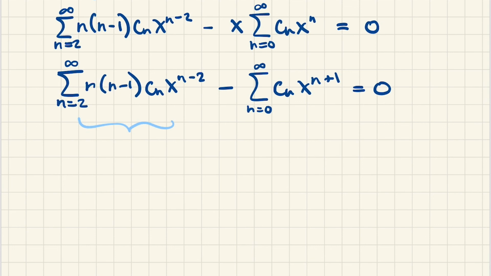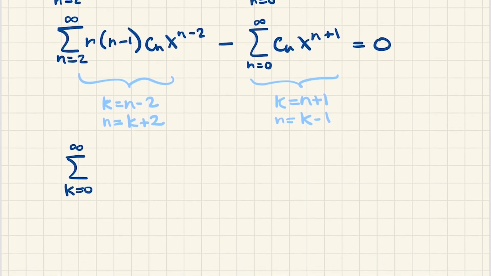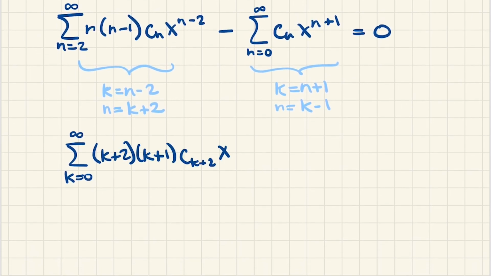Okay, so to shift the index of summation, we're going to let k equal n minus 2 on this one, which of course means that n is k plus 2. And over here, we're going to let k equal n plus 1. So n is k minus 1. So we can see this is going to give us a k equals 0 to infinity, and all these n's will get replaced by k plus 2. And on this one, we can see that when n is equal to 0, k is equal to 1, and all the n's will get replaced by k minus 1.